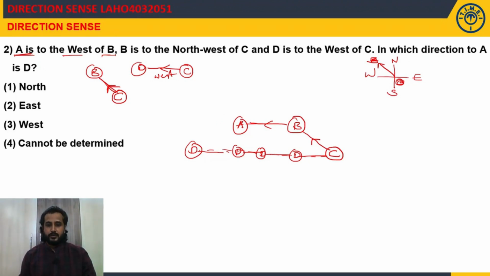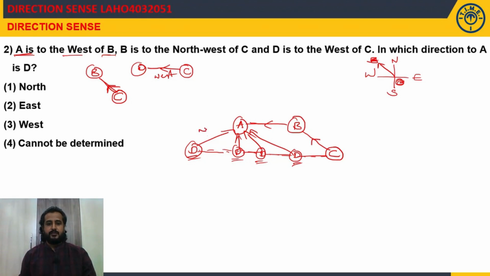Okay, to A is D. So we need to identify the direction of A with respect to D. Do you know the exact location of D? No. So without knowing the exact location of D, can you say the direction of A with respect to D?